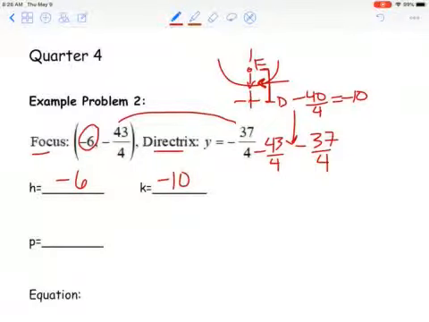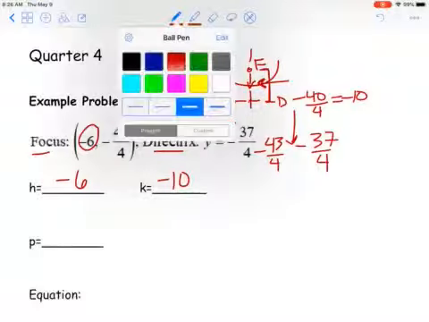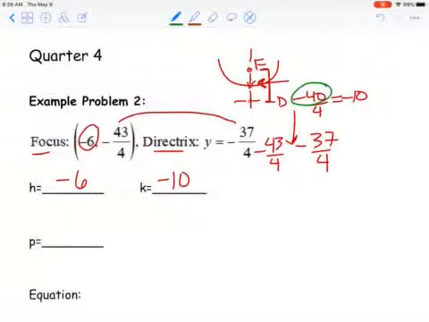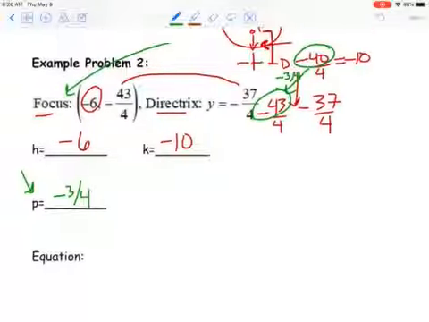Okay? Now that distance to go from this to my focus, that's going to be P. So I went -3/4 to get to that next point. Okay? And I know it's negative because my focus is more negative than my directrix. You always want to go towards the focus for P and away from the directrix for P.